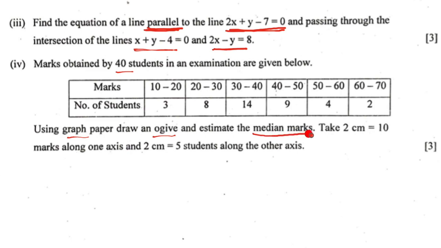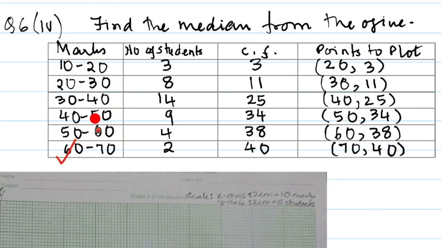And then determine the median marks, and the scale is given: 2 centimeters equal to 10 marks along one axis, and that would be our x-axis, and 2 centimeters equal to 5 students along the other axis, and this would be on our y-axis. Okay, let's look at the graph and let's look at the table. So we make the table with the marks, the number of students, and the cumulative frequency we'll need for the ogive.